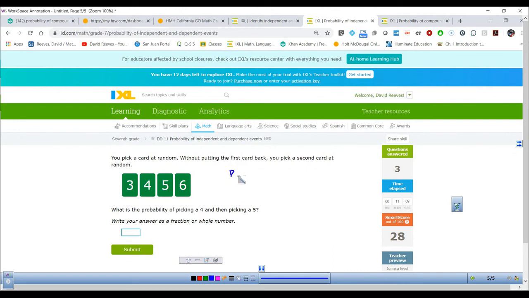So let me ask you, on our first event, what is the probability of picking this 4? Well, how many 4s are there? There's 1 4. How many total cards are there? There are 4 of them. So the probability of picking that 4 is 1 out of 4. But then, ladies and gentlemen, that 4 is gone. It is not there anymore, because we didn't put it back.